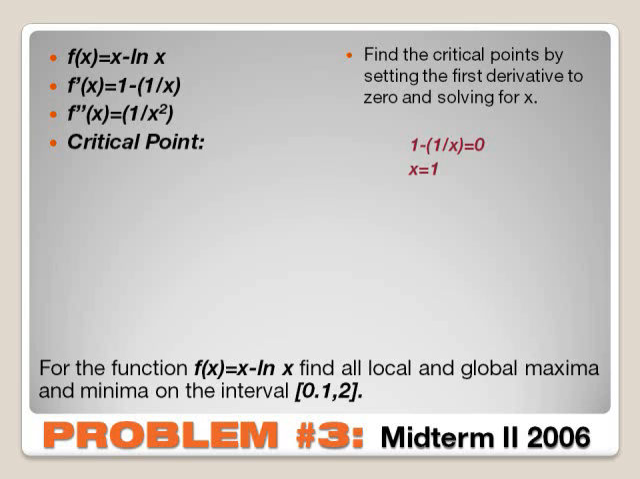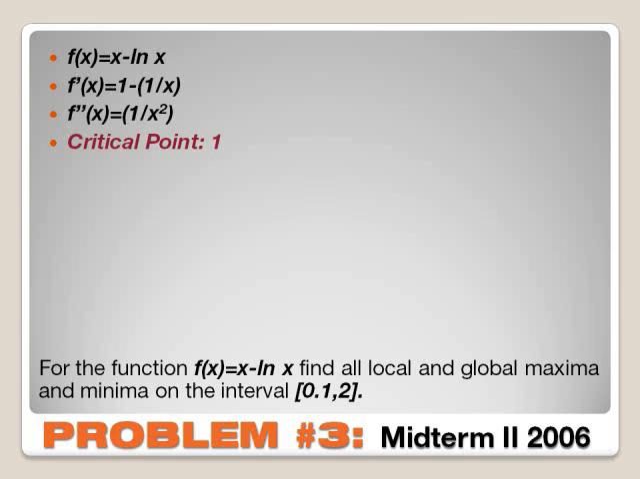Next, we search for the critical points. We do this by setting the first derivative to 0 and solving for x. So, 1 minus 1 over x equals 0. And the answer is that x equals 1. There's only one solution for x, which means there is a single critical point at 1.